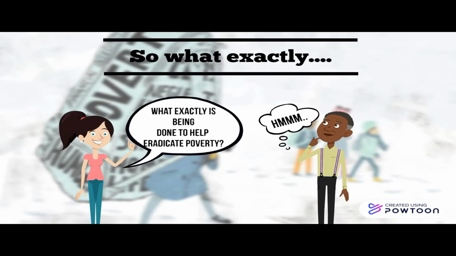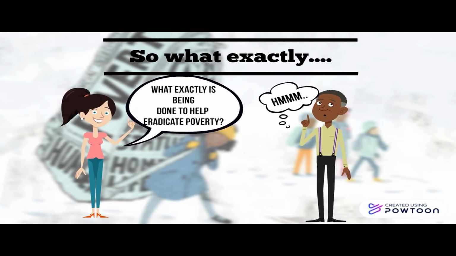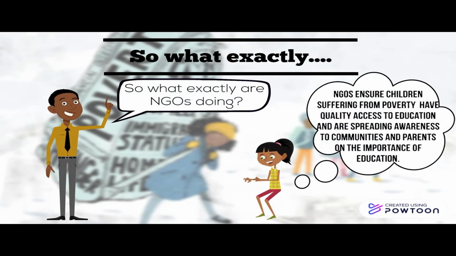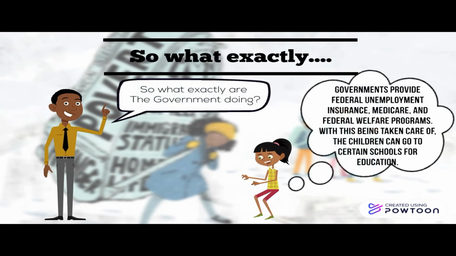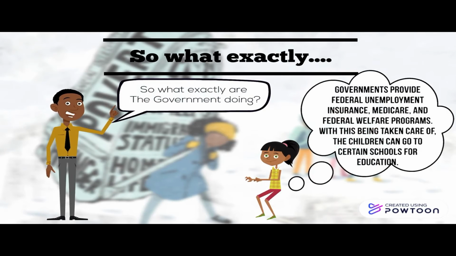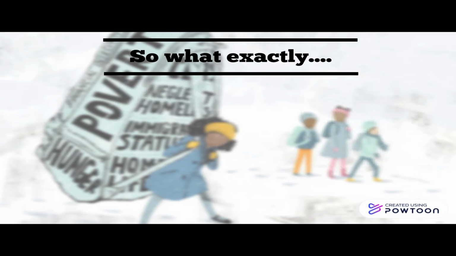So what exactly is being done to reduce poverty? NGOs ensure children suffering from poverty have access to education. Governments provide federal unemployment insurance, Medicare, and federal welfare programs. With this being taken care of, the children can go to schools for proper quality education.